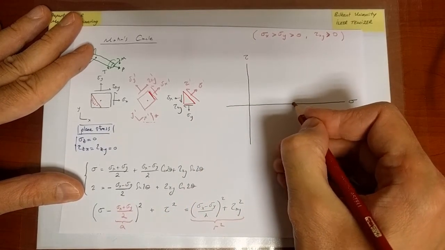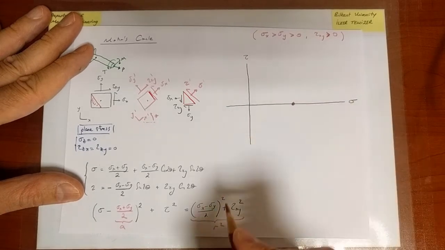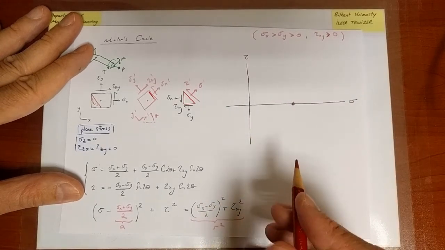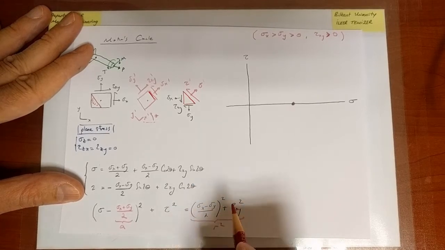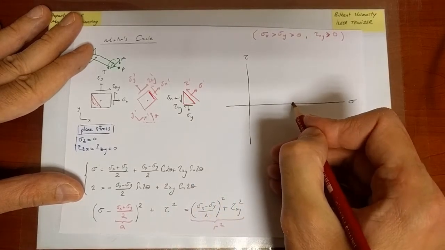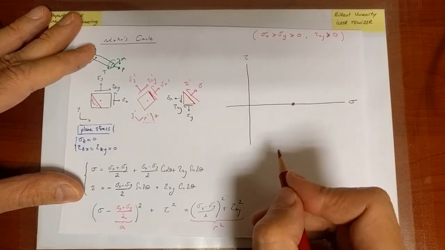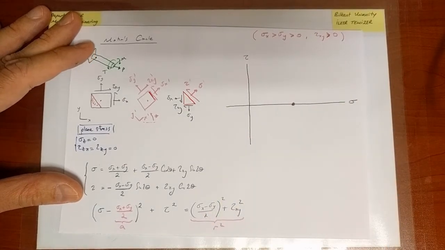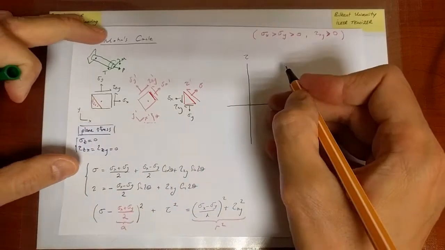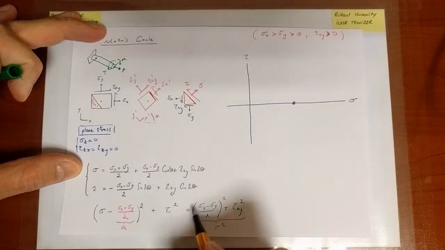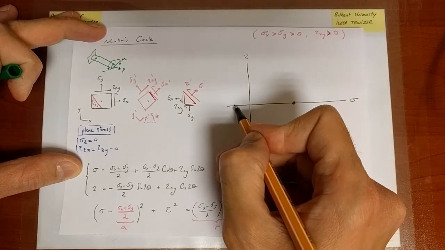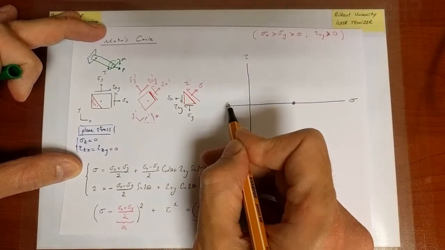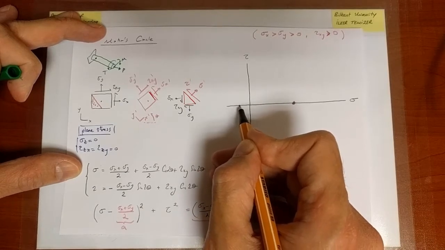So the center of the circle is going to lie here. That circle will have a radius, which is the square root of that, right? So I'll just go ahead and draw a circle with that radius. So now the radius could be so large that the circle is perhaps like this. It goes into the negative sigma values.